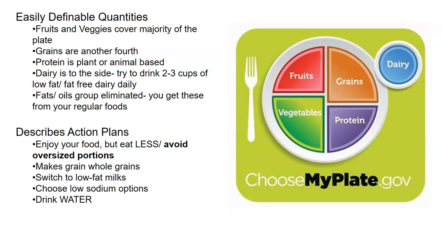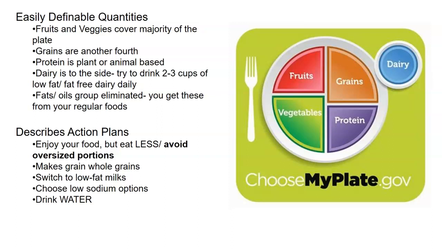Grains are another fourth thing you find on the plate. Dairy you find on the side. That's because, again, of calcium intake. Fats and oils groups are eliminated completely. You don't need to include that. If you think back to the old pyramid system, they were included there. We don't need that because we know we're going to get those from our regular foods anyway.